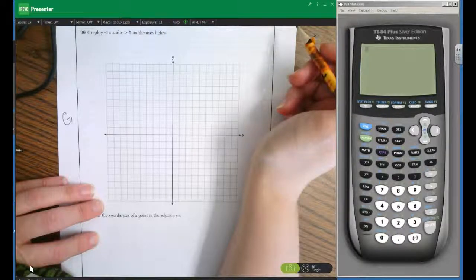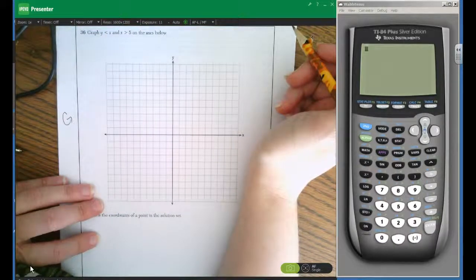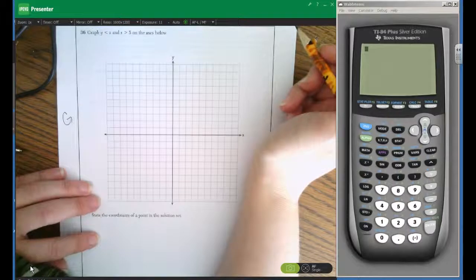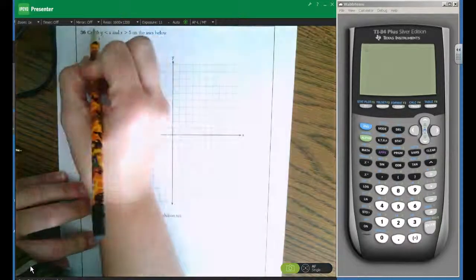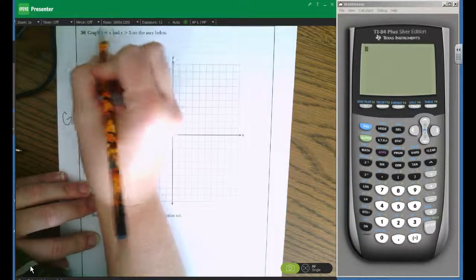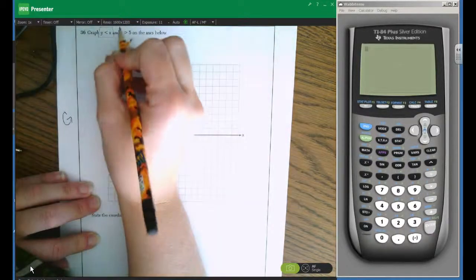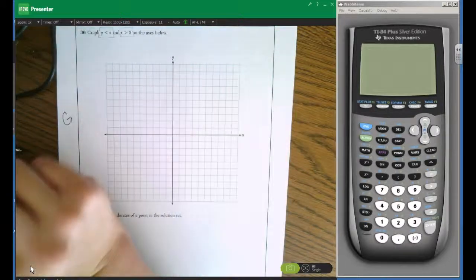Hi, this is Miss Eric, and I'm going to go over some more geometry questions. These specifically relate to plotting graphs. So this is from the January 2015 test, question number 36. It wants us to graph y is less than x and x is greater than 5.